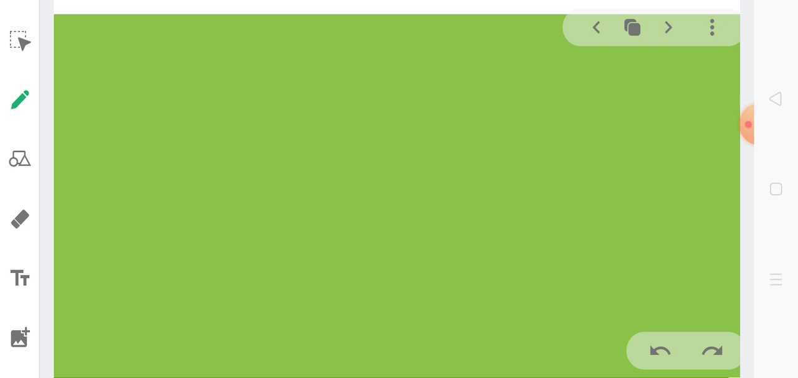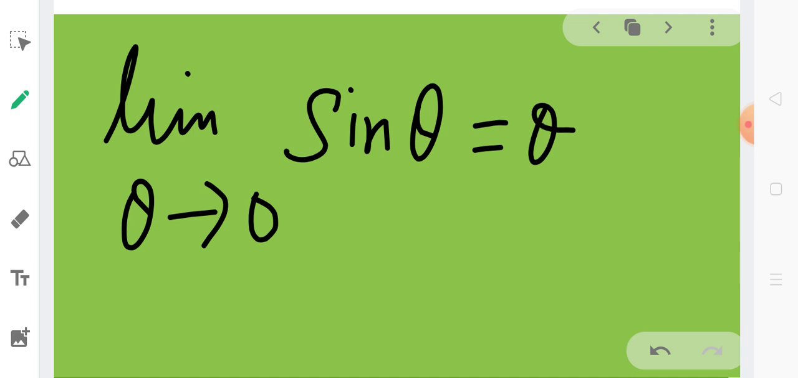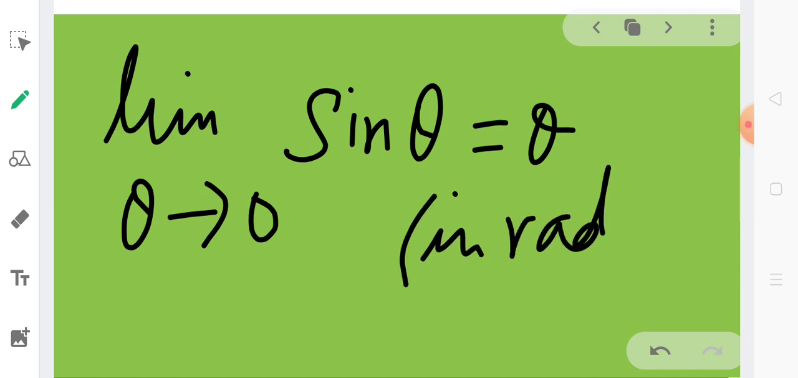Now there are certain important limits in physics that you need to remember. You will be studying many calculations when this topic is covered in mathematics, but some important limits used in physics I would like to tell you that you need to remember. First, limit theta tending to 0, sin theta is equal to theta. Now here theta is in radians.